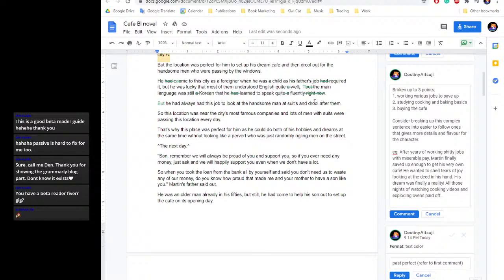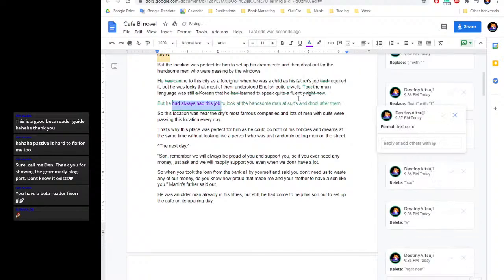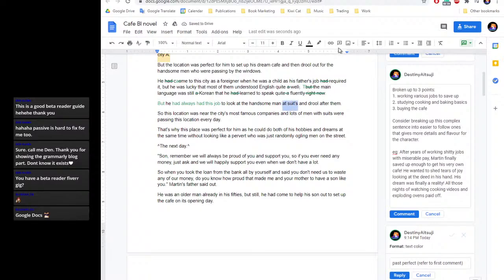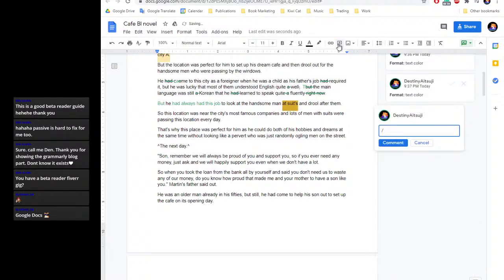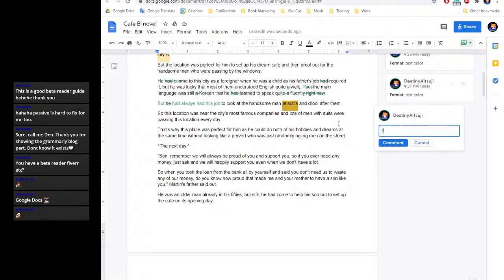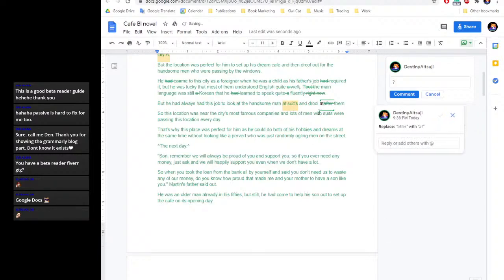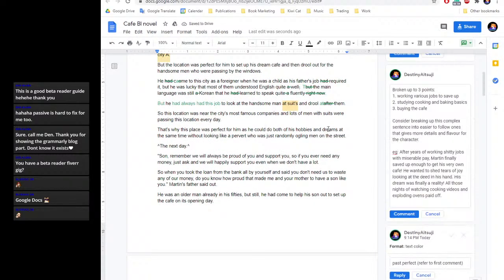Right, so I was saying, where was I? Yeah, I was going to highlight this entire thing because this is passive AF. It's not even passive anymore, it's passive AF. Right, so I had this job to look at handsome man at the handsome man at Suits. Yeah, maybe they are confused while writing this, which happens because your train of thought doesn't actually correlate with whatever you do sometimes. And drew at them. Not after. After is actually a preposition not used right.